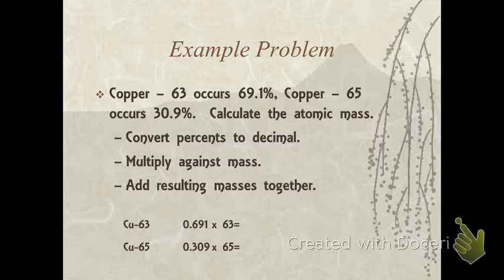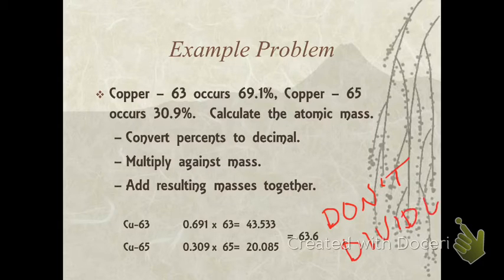So then we're going to multiply 0.691 times 63. And separately, we're going to multiply 0.309 times 65. When we do that, we get these numbers, 43.533 and 20.085. Now, the last thing you have to do is simply add those things together. When we add them together and watch for significant figures, which we're allowed 3, we end up with a mass of 63.6. Now, one of the things that people want to do is think, well, I had 2 things, I'm going to divide by 2. Make yourself a note right here. Don't divide. You simply add those things together and walk away from it, and that's how you calculate atomic mass.